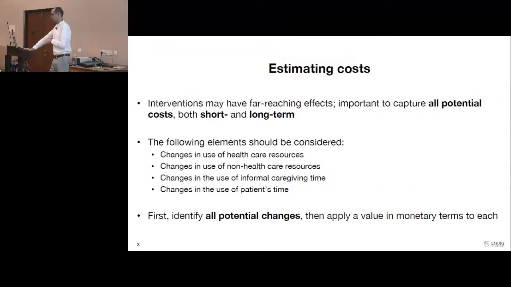So when we try to estimate costs for economic evaluation, the first question should be, what's the intervention? What are we trying to evaluate? What's the disease or the health condition in question?